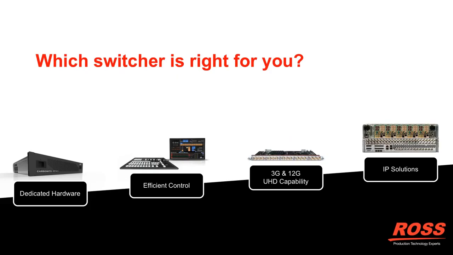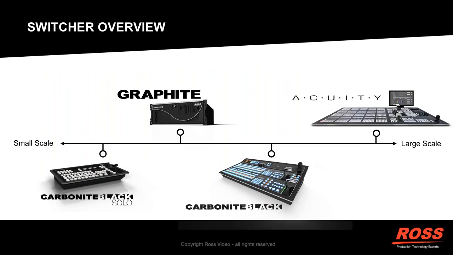So let's just take an overview of the entire switcher line. And our switcher line is very broad. Many of you are very aware of it, but some of you may not be. So we start from a very small switcher called the Carbonite Black Solo, which we're going to talk about in a moment. Then we have what we call a Graphite, which is in the middle there. It's an all-in-one system, and I will explain that further as well.